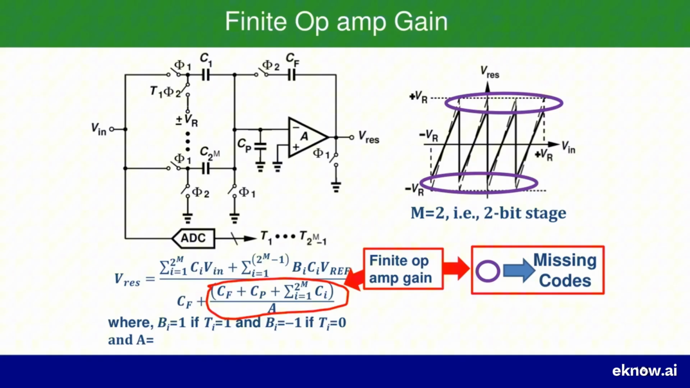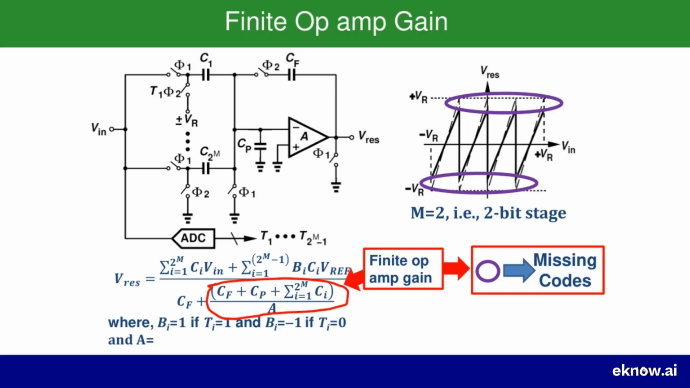Look at the equation for the residue voltage, V_res. It's a bit more complicated now. The denominator is no longer just the feedback capacitance, C_f. There's an extra term that is divided by the op-amp's open-loop gain. If the gain were infinite, this entire term would go to zero, and we'd be back to our ideal equation. But since it is a finite number, this term is small, but it's not zero.